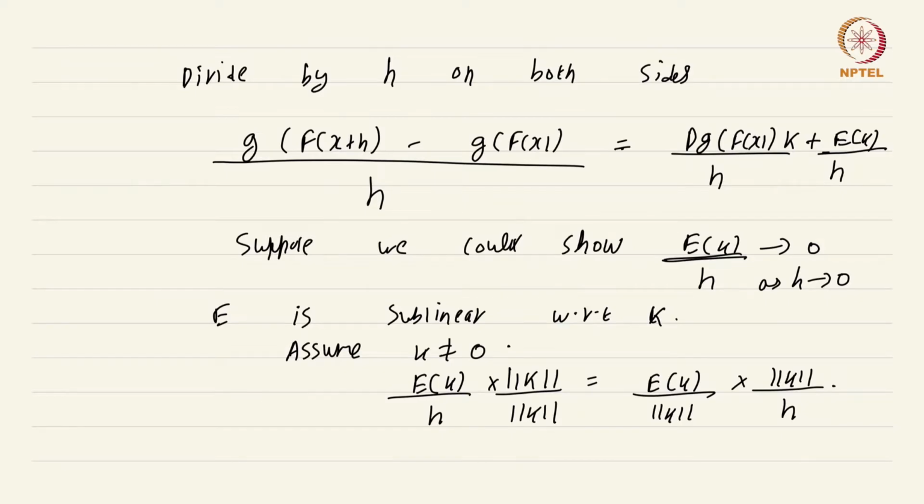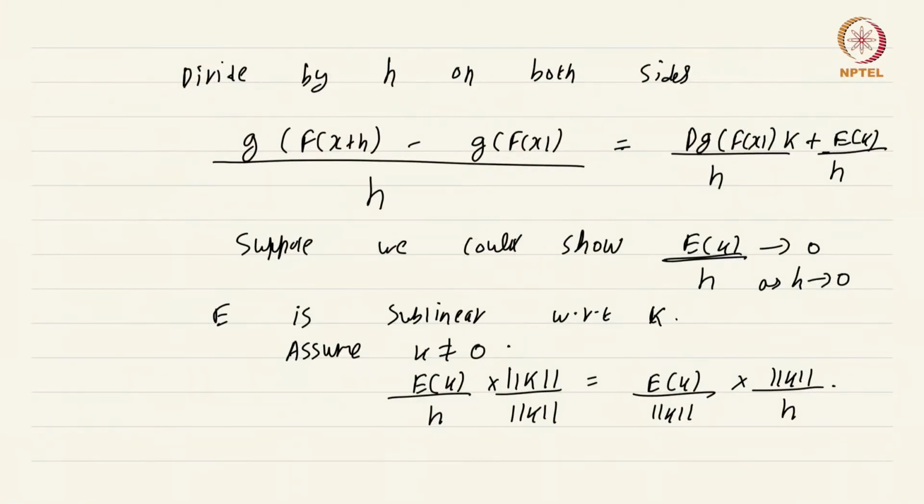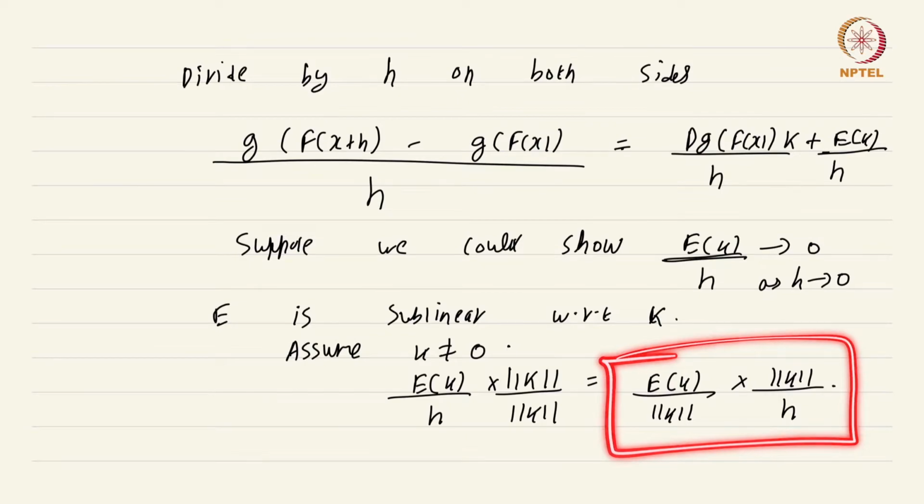That's because this quantity, f of x plus h minus f of x by h, is ultimately going to give you the derivative at x, which we know exists. So this norm k by h will remain bounded in a neighborhood of h equal to 0. So at least when k is not equal to 0 and h goes to 0, this quantity can be made really small.